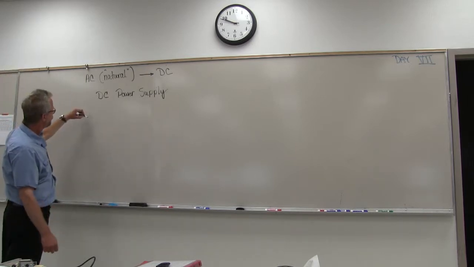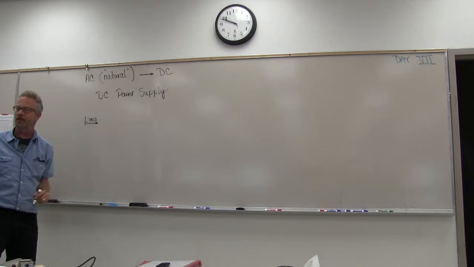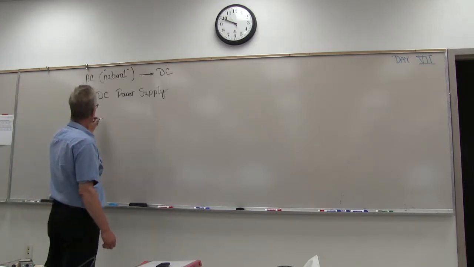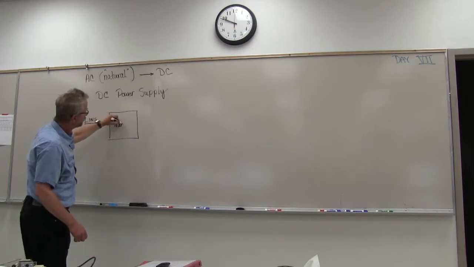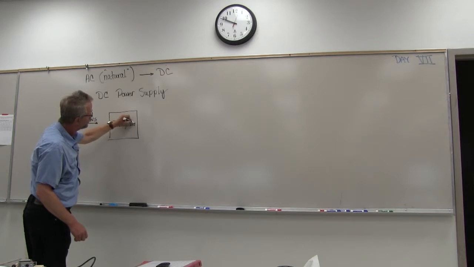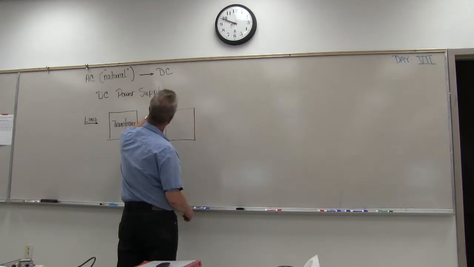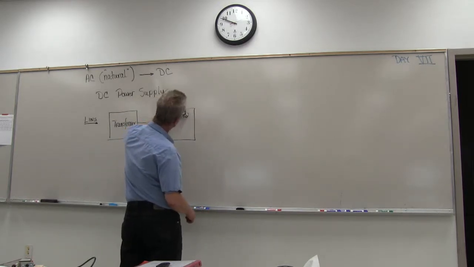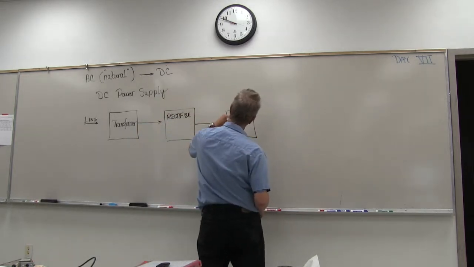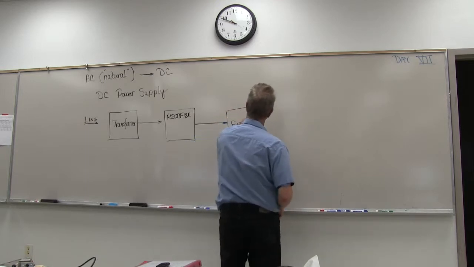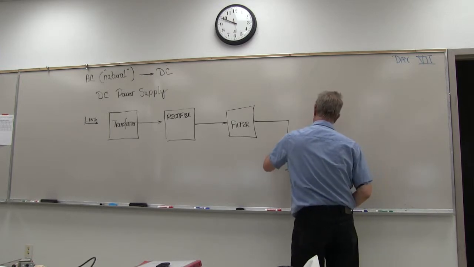Okay? A DC power supply starts out with our line voltage, our 120 volts, 60 hertz, goes through a transformer, goes through a rectifier, goes through a filter, and we talked about those last quarter also, out to our load.